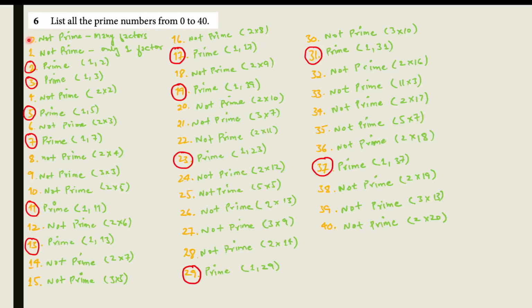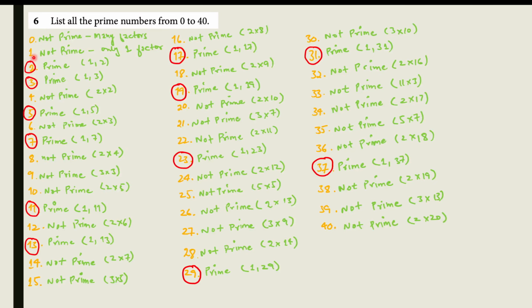Starting from 0 as it's asked in the question, we categorize 0 as not prime. Why? Because it has many factors. How? 2 multiplied by 0 is equal to 0. 10 multiplied by 0 is equal to 0. 100 multiplied by 0 is equal to 0. So it has infinitely many factors, therefore we cannot categorize it as a prime number.